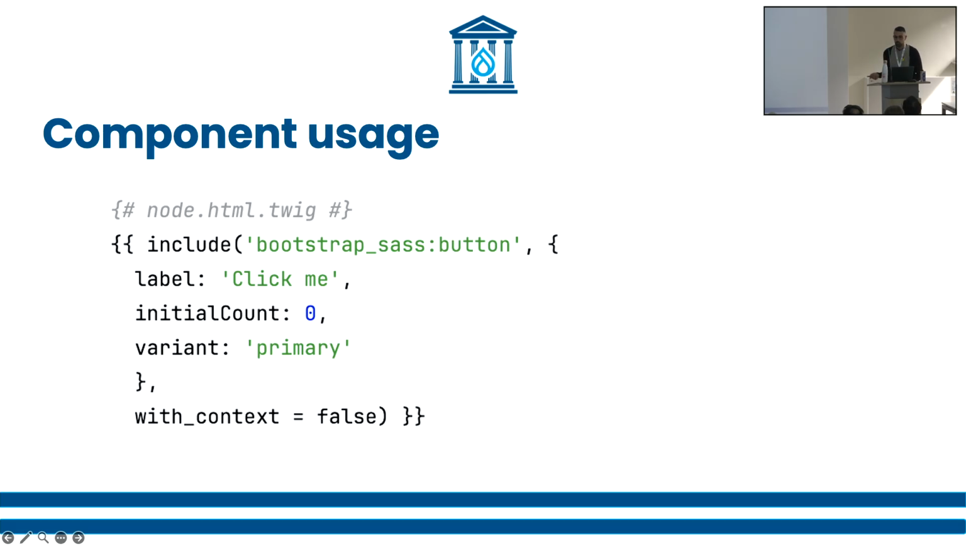How do we use the component? We use the component by including it with the include function of Twig. We call the Bootstrap SASS button in this way. We pass to it our props, like the label, the initial count, and the variant, and we can choose to pass the context or not. In this example, the context will be the node content, for example.